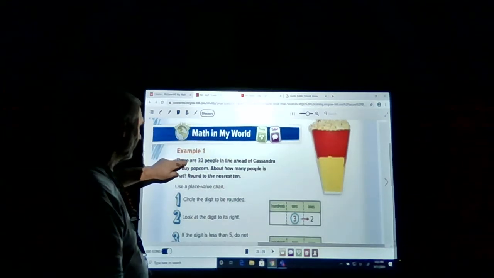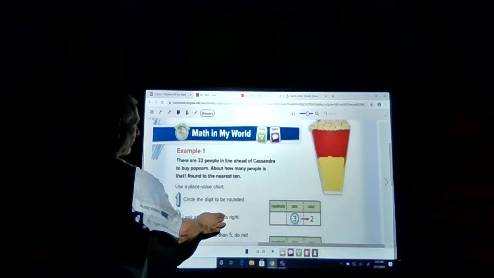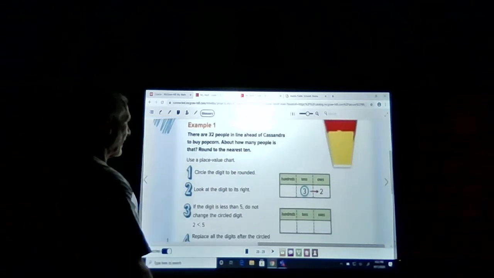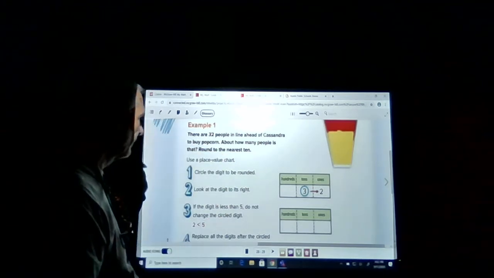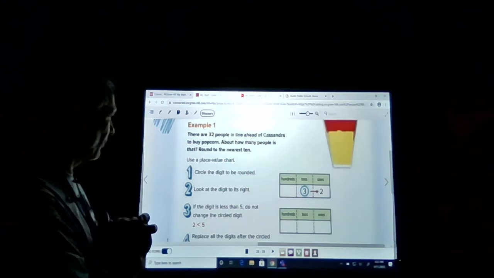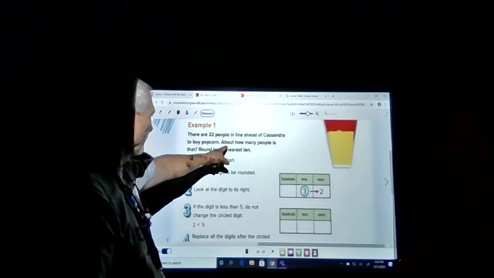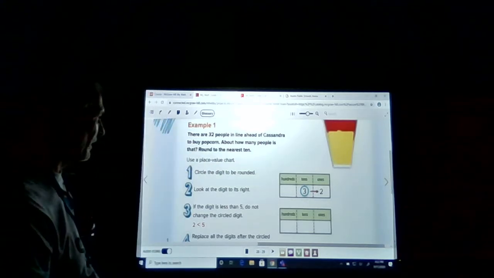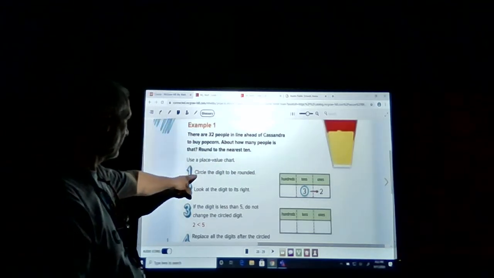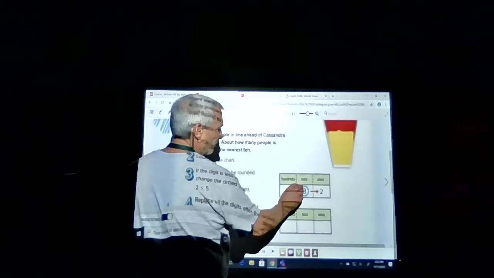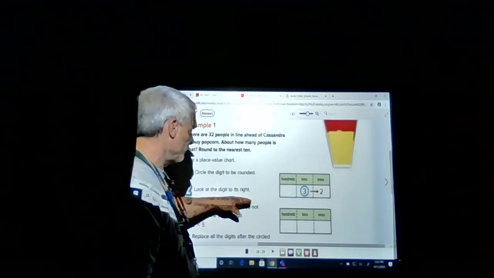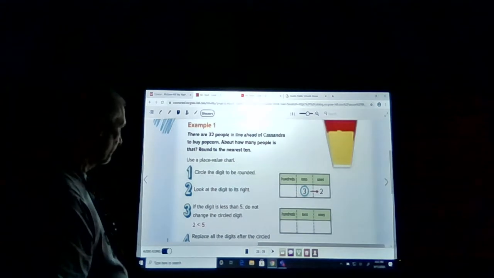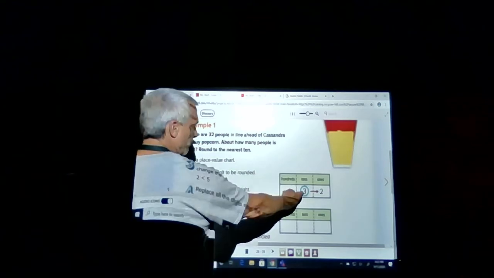And here's an example. There are 32 people in line ahead of Cassandra to buy popcorn. She must be at the movie theater. 32 people. I don't know if I'd want to stand in line and wait for 32 people, but let's keep going. About how many people is that? How many people is she going to have to wait for? Well, first we circle the digit to be rounded, and that's going to be the front digit, or the greatest value, the 3. And we're going to look at the digit to its right. That's a 2.